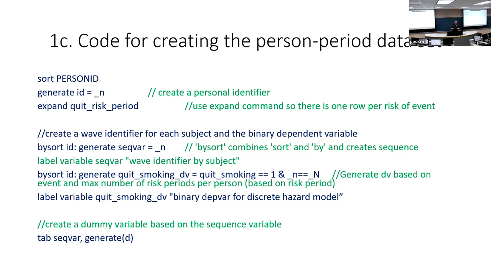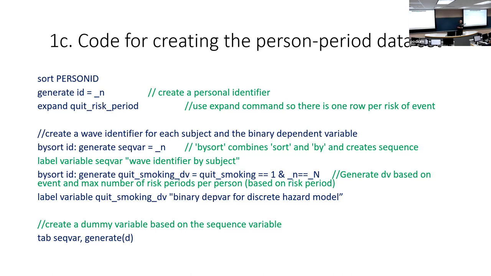The variable that I give you in the wide version of the data is quit smoking. It has two different conditions: if they quit smoking equals one and underscore N is equal to the big N, then it's going to be equal to one. Everything else is going to be equal to zero. So this is creating a dummy variable that we're going to use for the discrete time models. You're going to see how it looks. I'll show you an example when we recode it.